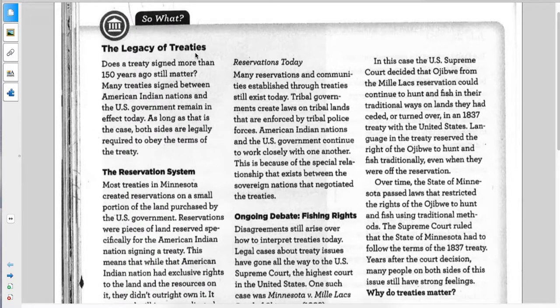The Legacy of Treaties. Does a treaty signed more than 150 years ago still matter? Many treaties signed between American Indian nations and the U.S. government remain in effect today. As long as that is the case, both sides are legally required to obey the terms of the treaty. Now, we've been seeing that a lot of the terms of treaties maybe aren't recognized or the laws aren't being followed. So these treaty laws should still matter, is what this paragraph is saying.